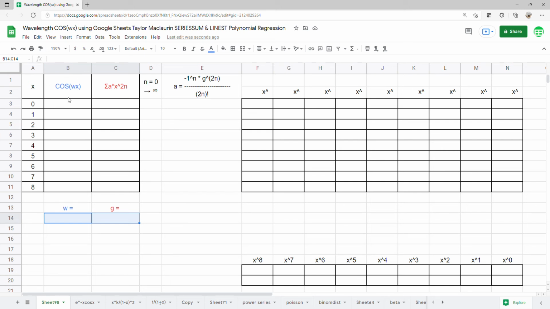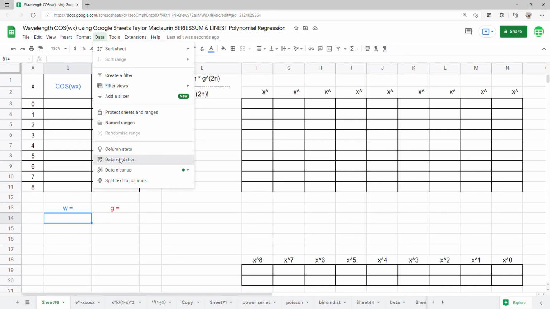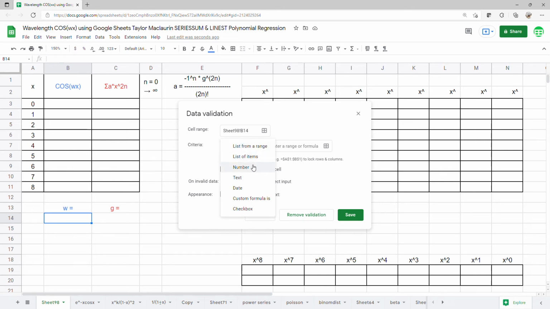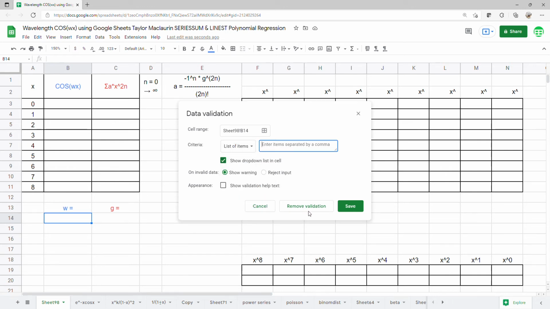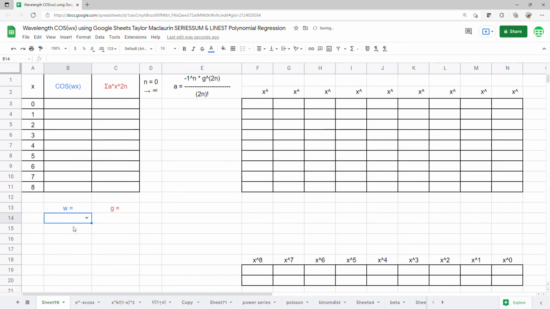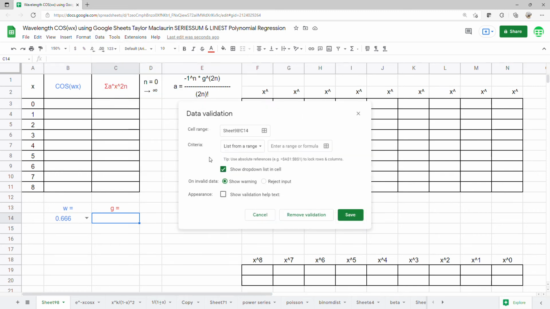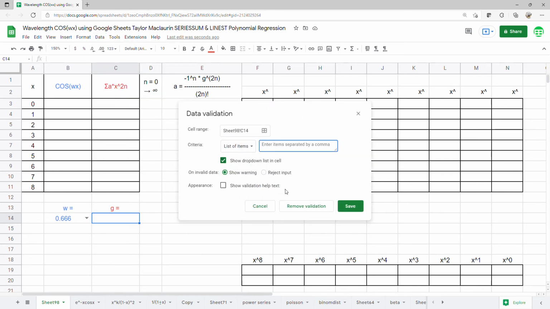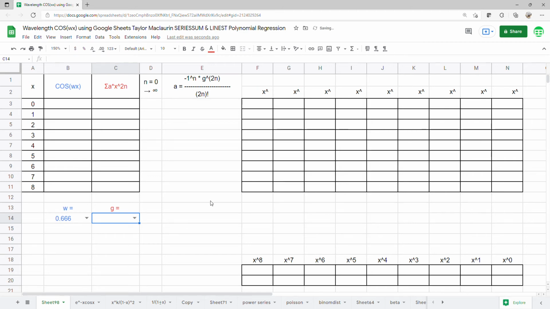In this video, we will generate a dataset of cosine Wx, where W is the wavelength factor, which varies from 0.66 to 1.5. So data validation, list of items from 0.66 to 1.5. Likewise, for the G, which is the same value, data validation, list of items, again from 0.66 to 1.5, so we can start from 0.66.